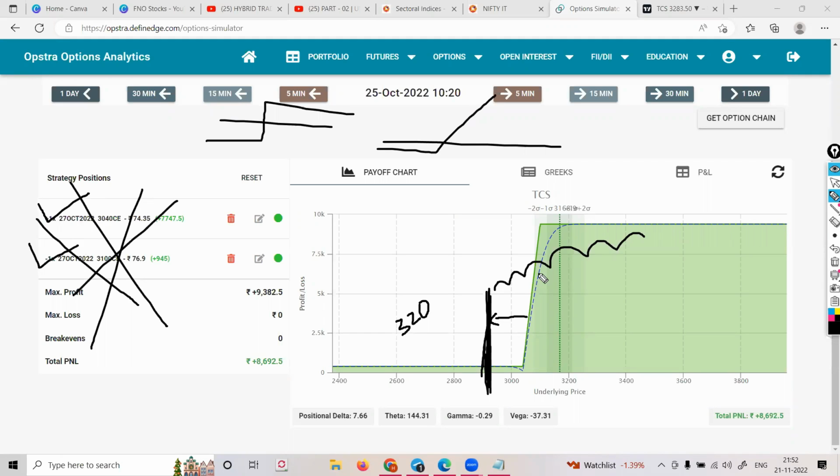So what was TCS doing when it stands here? What was the momentum of TCS? Is it upward, downward, or sideways? What was TCS doing over the last 30 days? When you end up with only 320 profit, what was the market structure of TCS? Was it upside, downside, or sideways? Come on, guys.